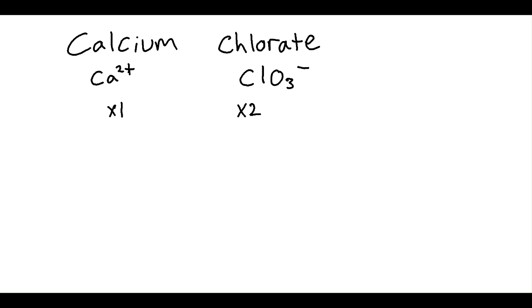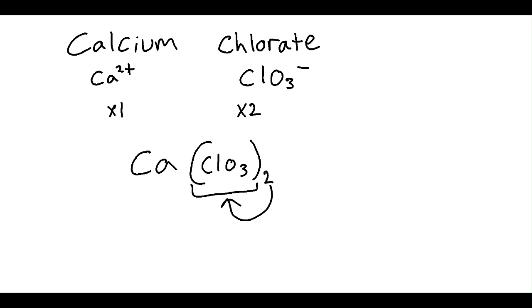And in cases where you need more than one of the polyatomic ion to make the charge work, you need to use a special notation. The polyatomic ion is written in parentheses with the number of the polyatomic ions written outside the parentheses. So in this example, it would be Ca(ClO3)2, with a 2 outside of the parentheses. And this is saying that we have 2 of everything within the parentheses.